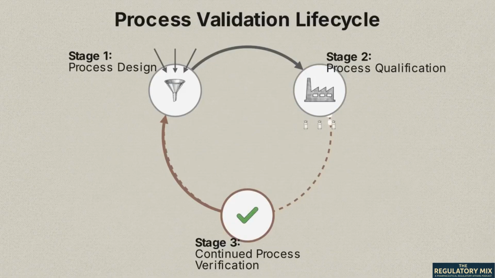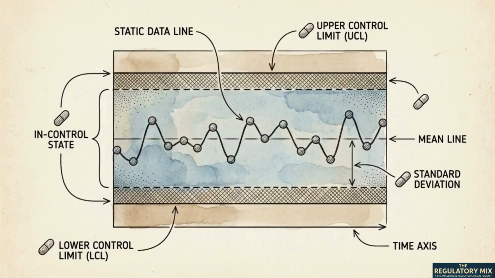Stage 3 is continued process verification. This relies on statistical feedback loops and process analytical technology to monitor production data and identify opportunities for optimization. This lifecycle approach maintains the manufacturing process in a continuous state of statistical control, rather than relying on a historical record of a single success.